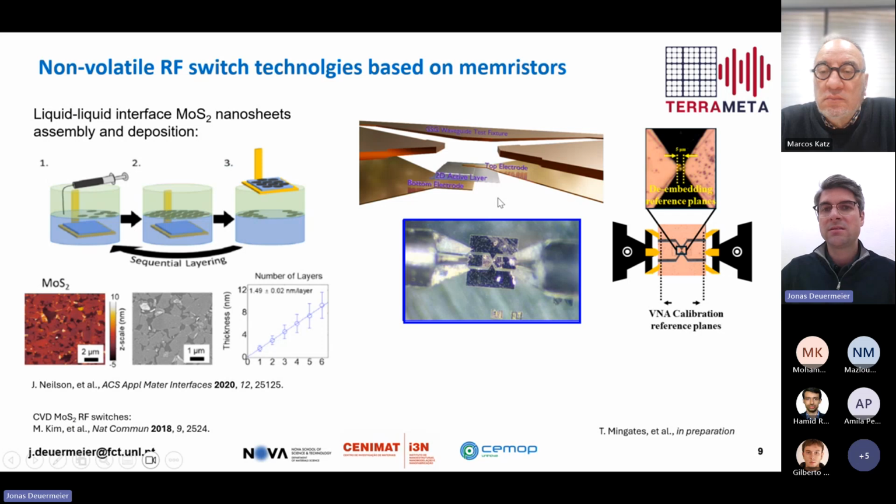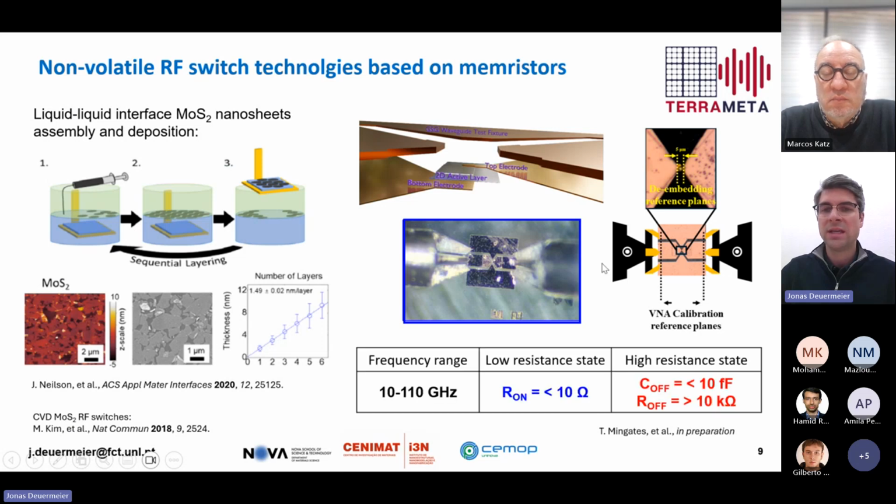So these we then placed between two electrodes and put the waveguide structure on top, RF probes, and tested it with the VNA. And with the embedding procedures, we could then show that in the frequency range from 10 to 110 gigahertz, we have an on resistance below 10 ohms and off capacitance below 10 femtofarads. So we're within the specifications. The details are going to be all shared in the upcoming publication.